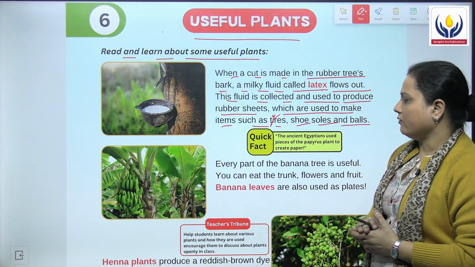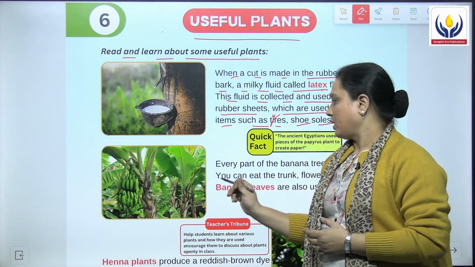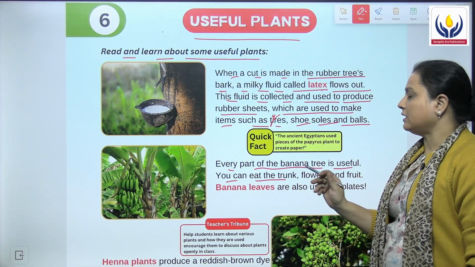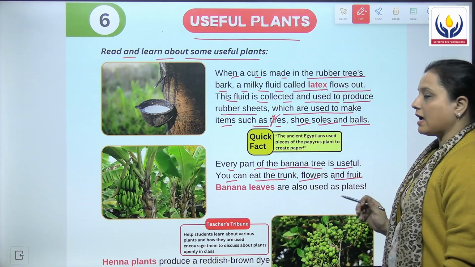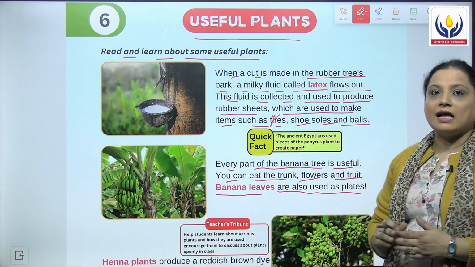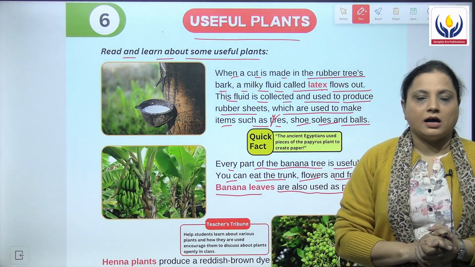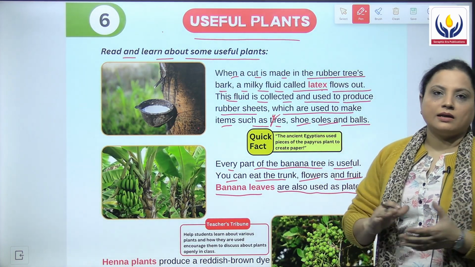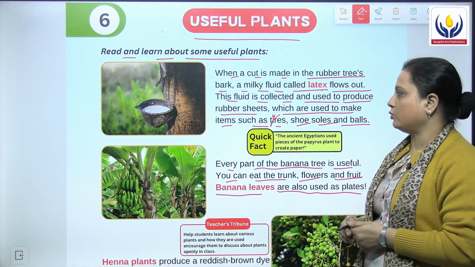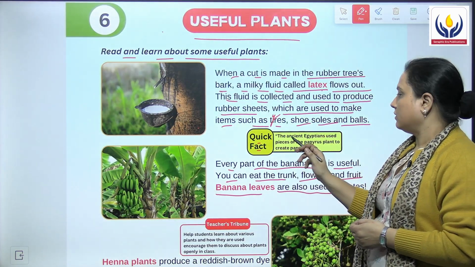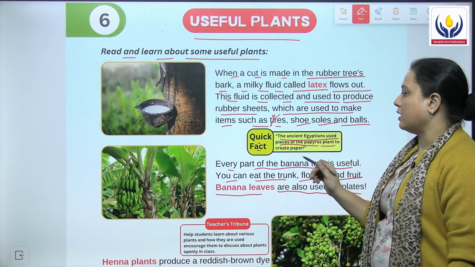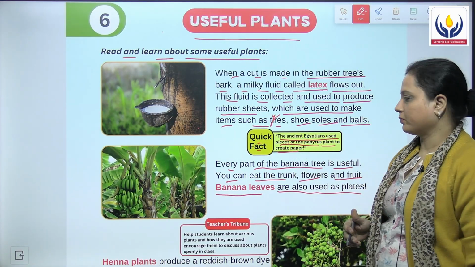Then next we have banana plant. Every part of the banana tree is useful. You can eat the trunk, flowers and the fruit itself. Banana leaves are also used as plates. In southern India, the people use banana leaves as a plate. Then let's read the quick fact given over here. The quick fact says that the ancient Egyptians used the pieces of papyrus plant to create paper.